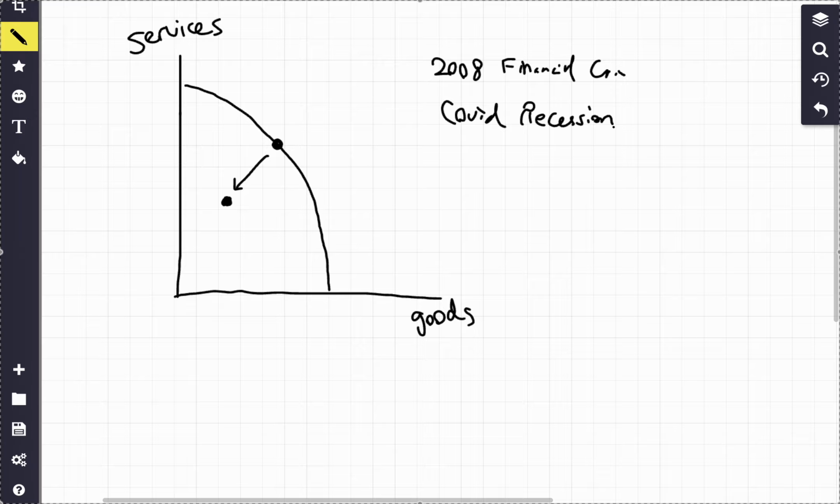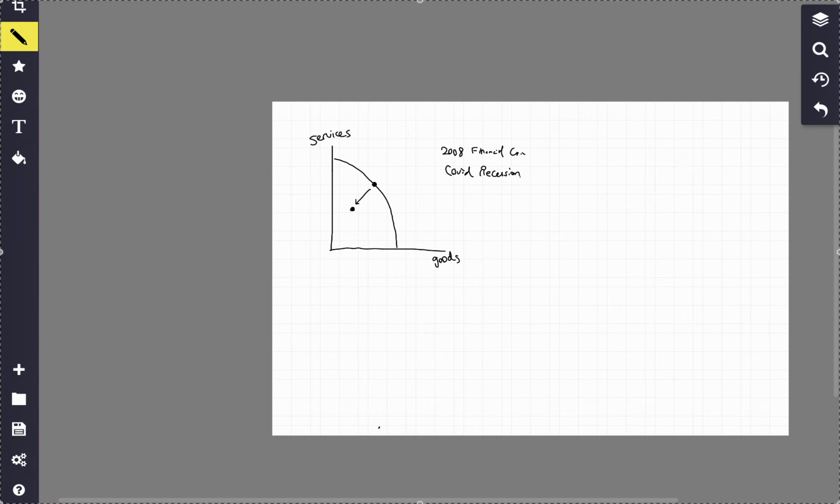So this is a recession, right? And a recession is inefficient. It is inefficient by definition because there are a lot of resources left that are not used. The factories that are shut down, the people who are unemployed, all of those people are able to work to produce goods and services, but they're not doing that.